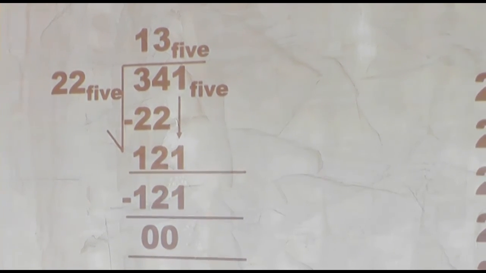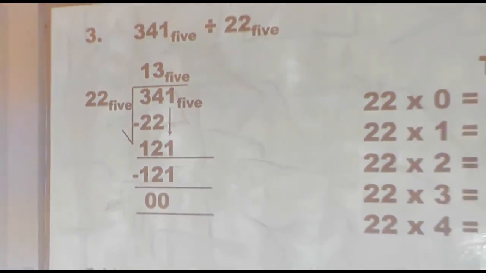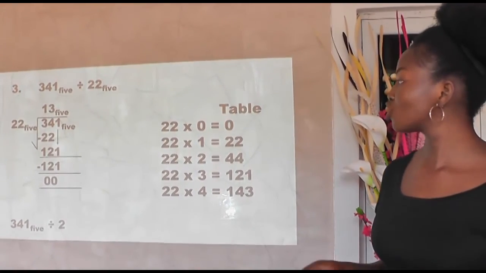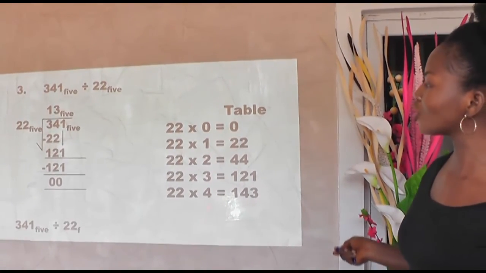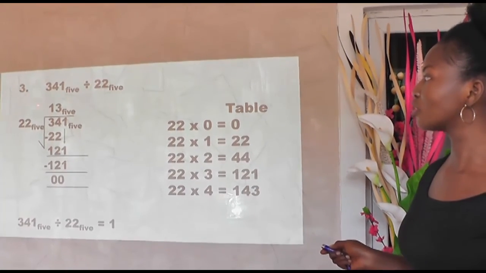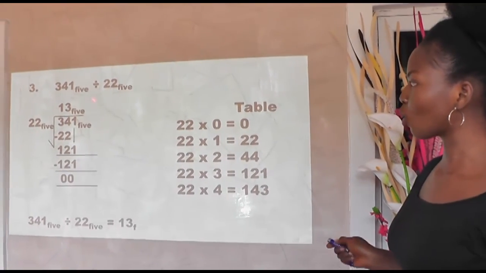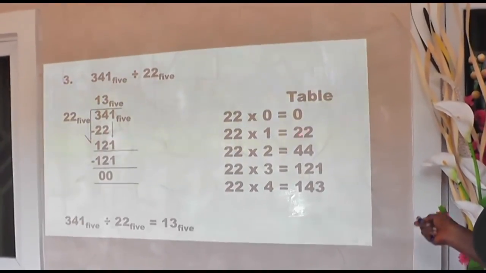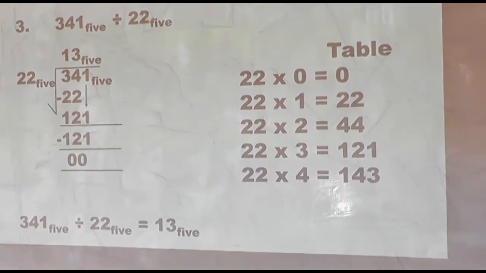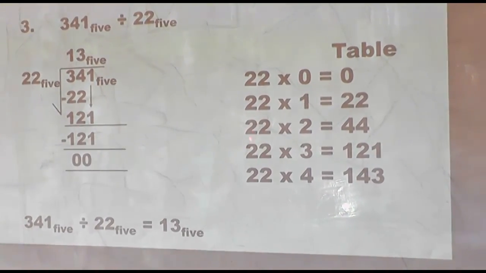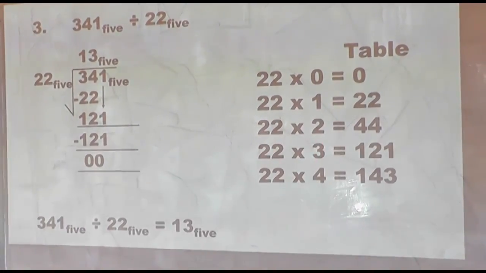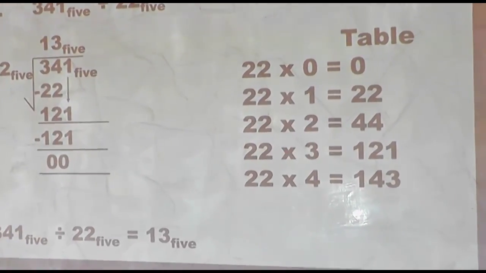All you need to do in dividing a number in base 5 or any other base at all is just to find the multiplication table in that base you're working with, and then you have your work done easily and correctly. Once you have this table, it helps. Just as I have 22 times 3 to be equal to 121 in base 5, if I am now to divide 121 by 22, from this table already I know it will result to 3.